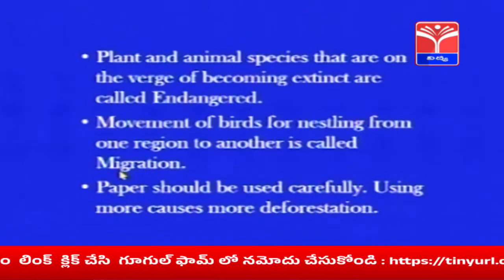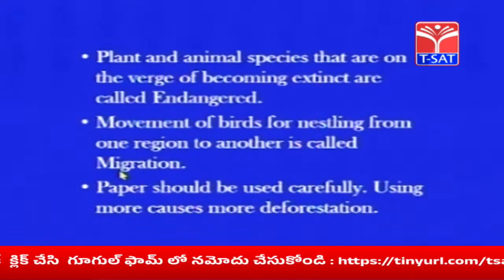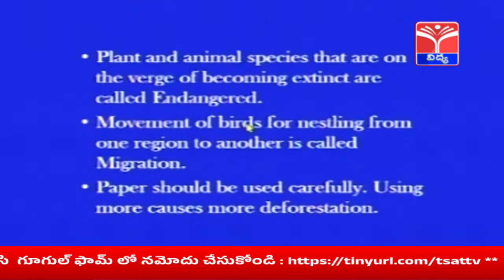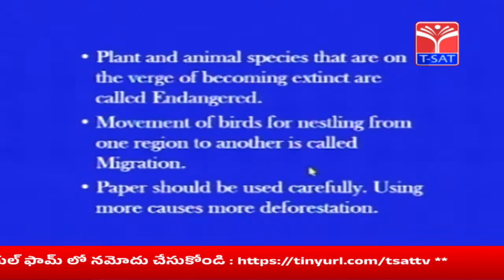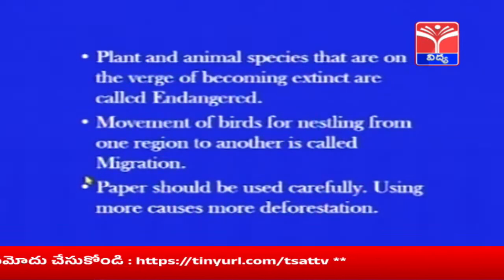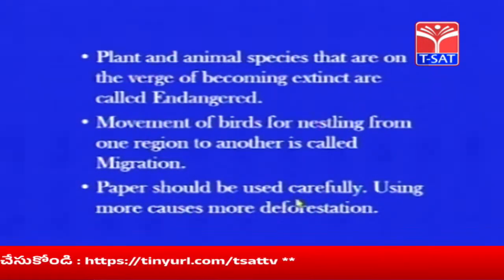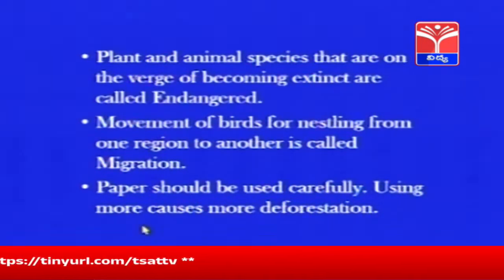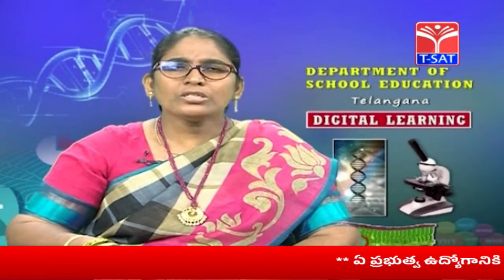Then we also studied about migration, right, children? Movement of birds for nesting from one region to another is called migration. Paper should be used carefully first of all, because using more causes problems. If we are using more paper, what does it cause? It causes more deforestation, which is not good for animals as well as human beings.